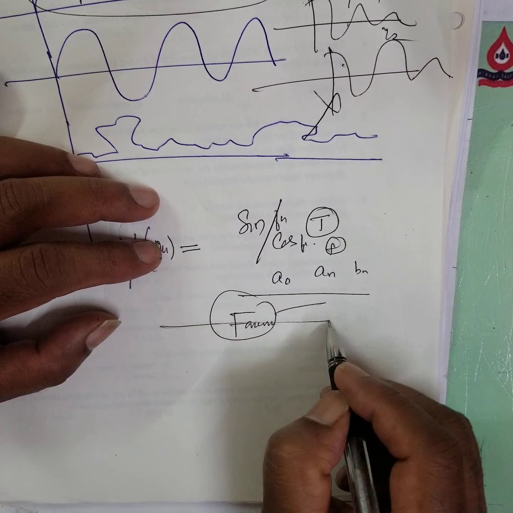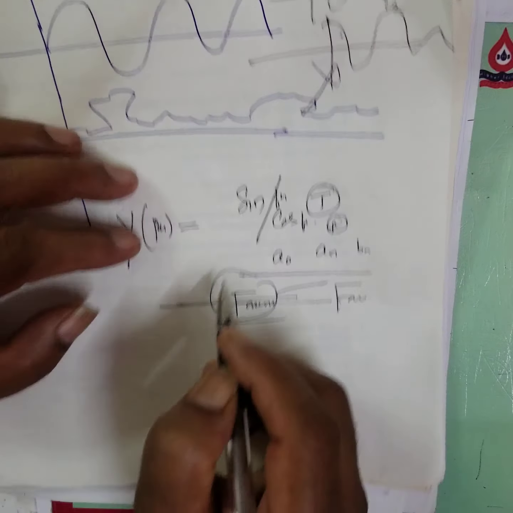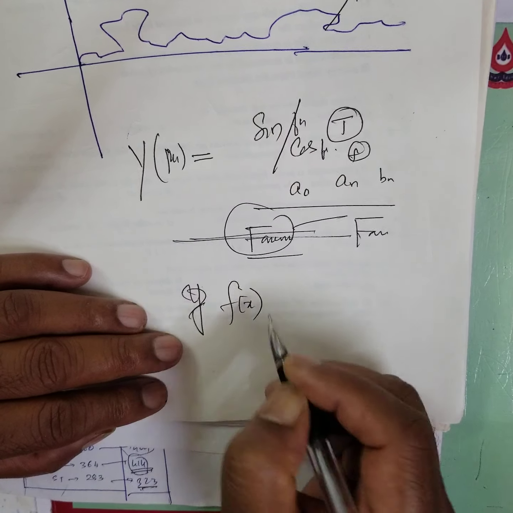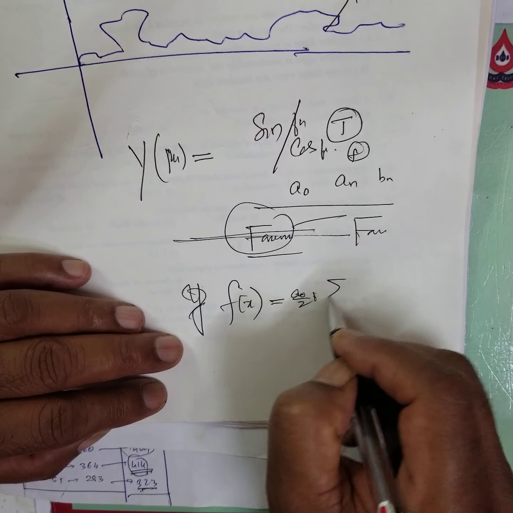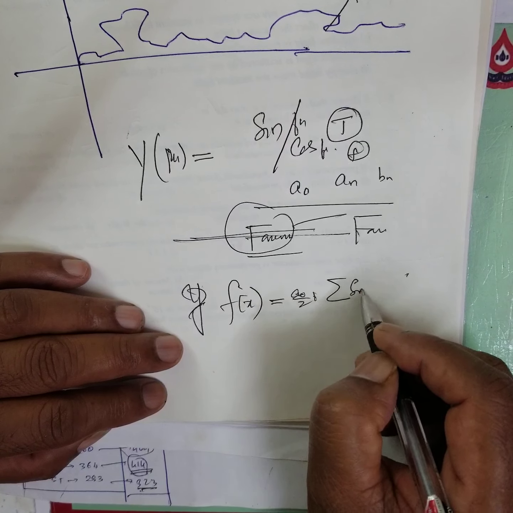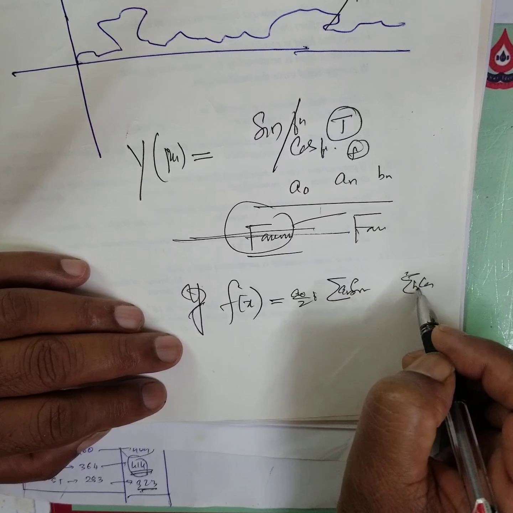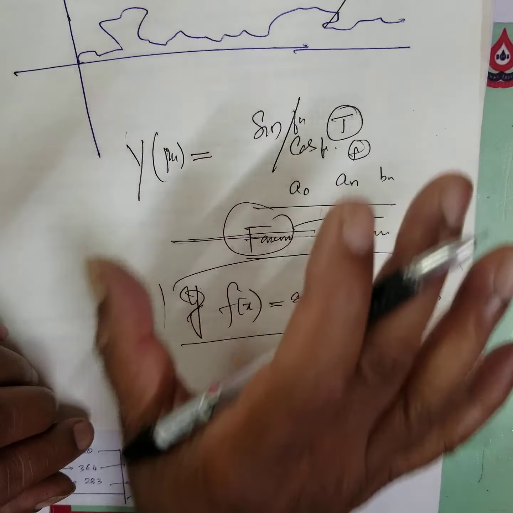I can't remember the entire sum. Joseph Fourier. Remember the Fourier series? Exactly. If you want to ask about the Fourier series, any periodic function can be expressed as a naught by 2 plus the sum of sine and cos terms with coefficients an and bn. This is a periodic function you can have, like that. This is very important.